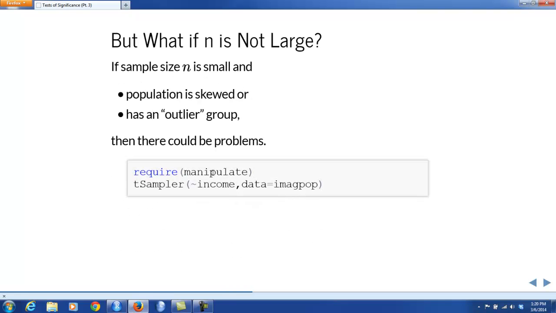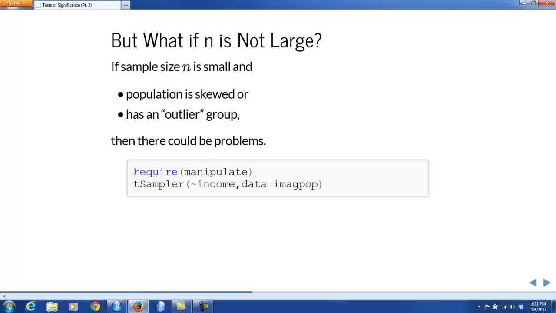But what if the sample size is not large? Well, if the sample size is small and the population departs from a normal curve in some important way, for example, suppose that it's very skewed, or that some subgroup of it lies way out from most of the rest of the population so that you have some sort of outlier group in the population, then there could be problems. The t-statistic might not have a probability distribution that's a lot like a t-curve at all. We can investigate the extent to which this happens by looking at another app.